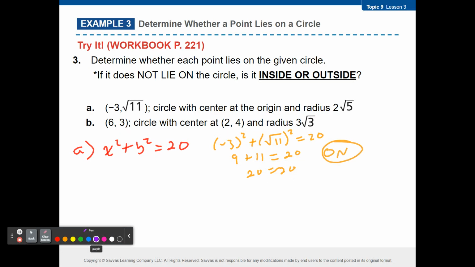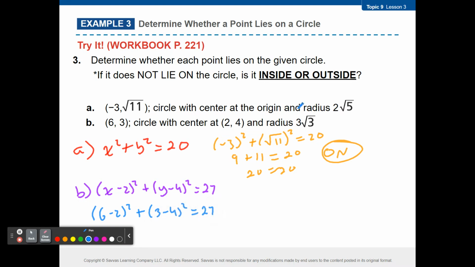How are we doing with that? Questions? All right, letter B. In this case, we're going to have x minus 2 squared plus y minus 4 squared equals, if we square this, 9 times 3, which gives us 27. Substitute in, we're going to have 6 minus 2 squared plus 3 minus 4 squared, and we're seeing if that equals 27. This is going to be 4 squared plus negative 1 squared. So this is going to be 16 plus 1. So this will be 17, which is less than 27, which means this lands inside.